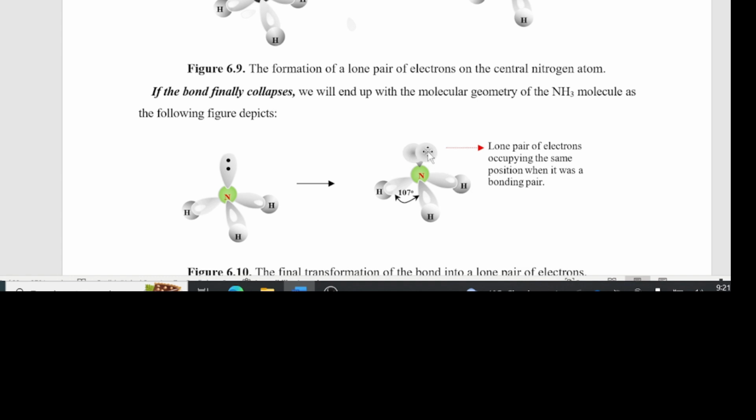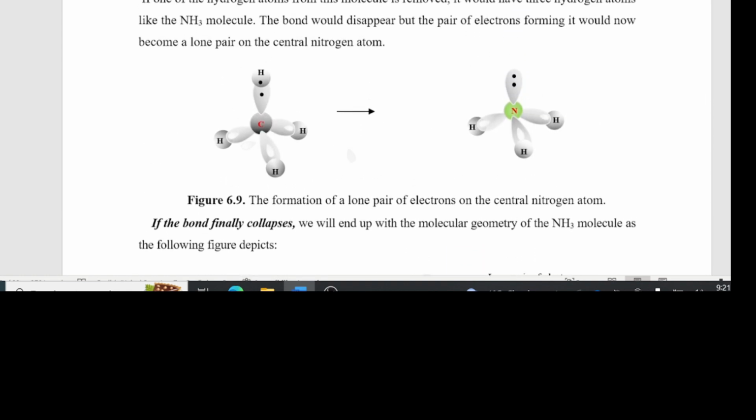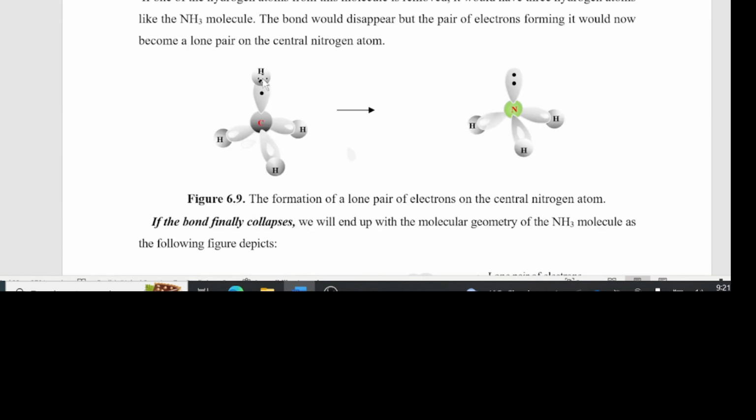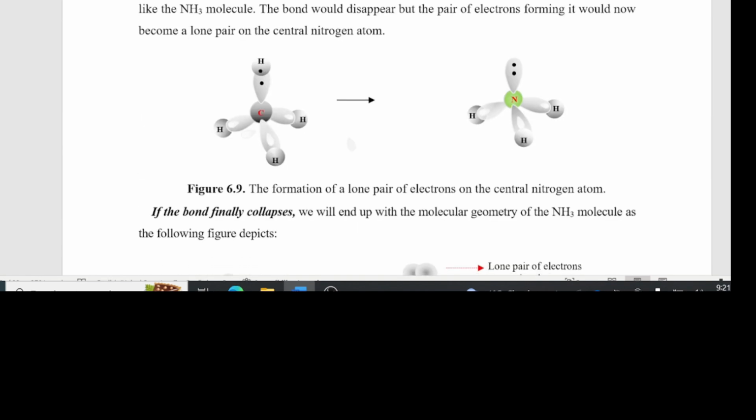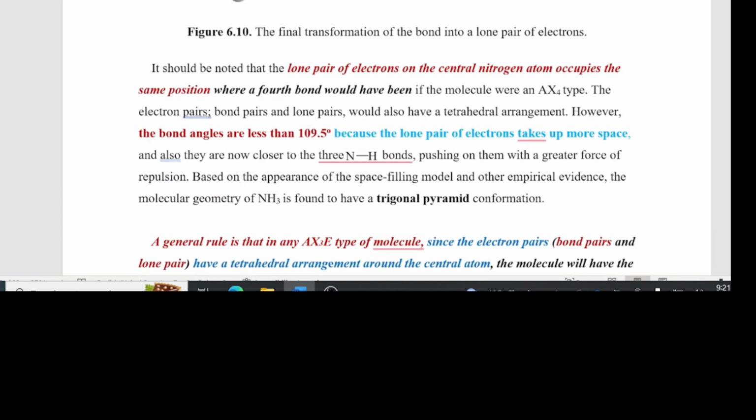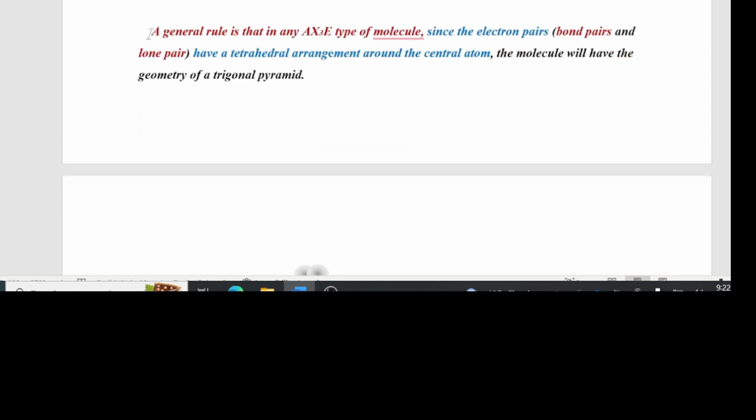If I had given you ammonia and told you that electron pairs are tetrahedral, you wouldn't understand that. That's why I broke it down gradually from methane to ammonia. So you can see how the bond will disappear there, how that bond will form a lone pair here, and how this lone pair is at the same position where that one was before. I explained that already. You can read it back, it makes sense. Listen to this.